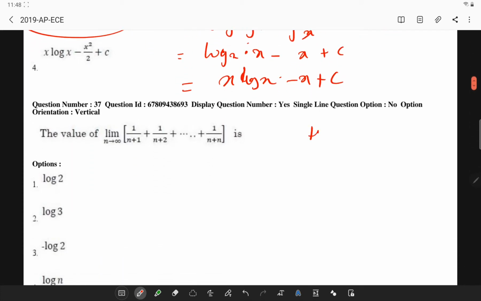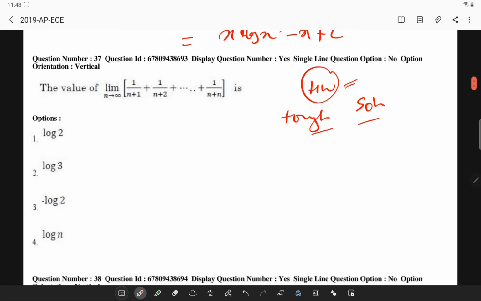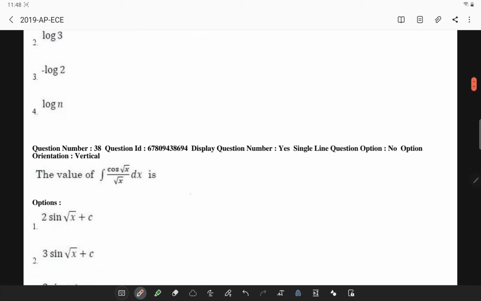Now this is a homework question. In fact, to be frank, it is a tough question which I'll be solving at the end after you try the question yourself. So the next question is related to integration.